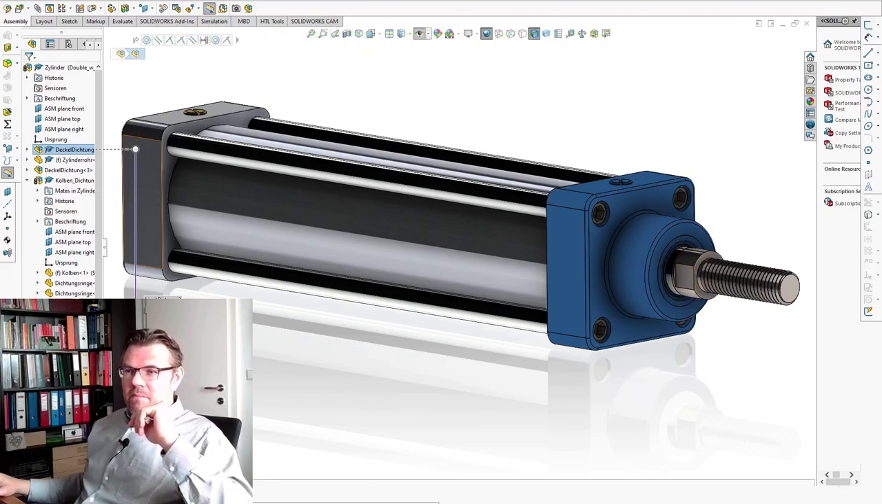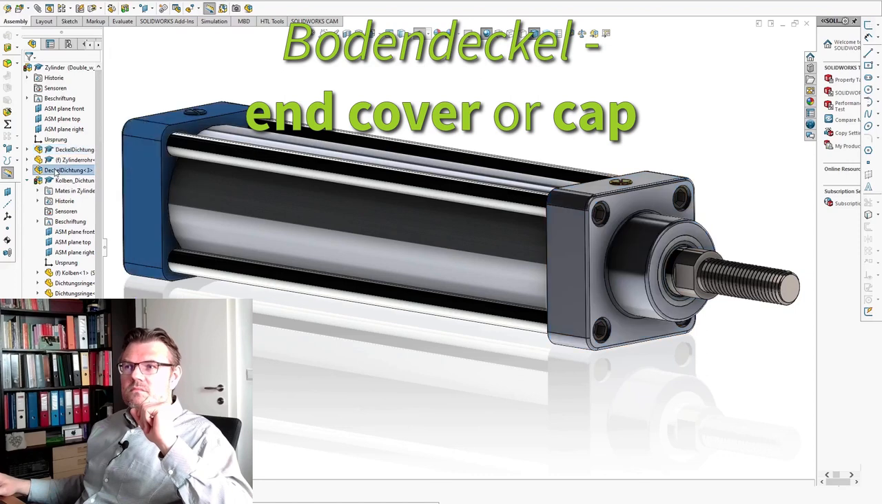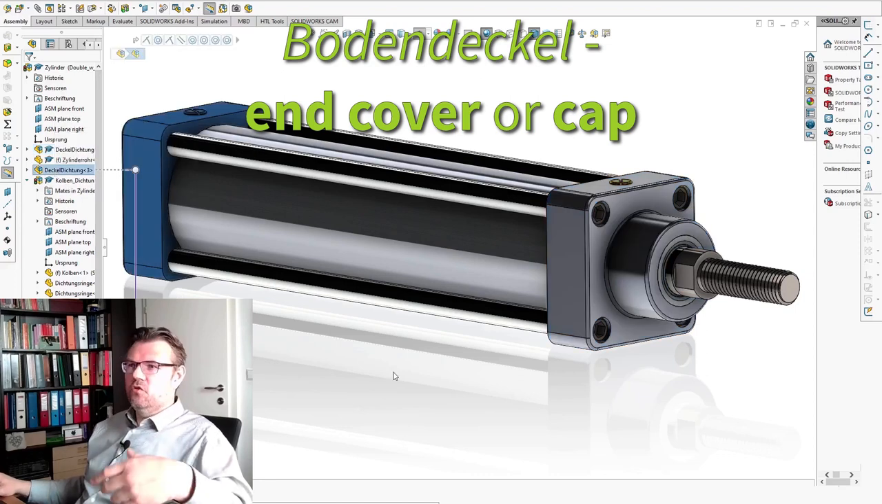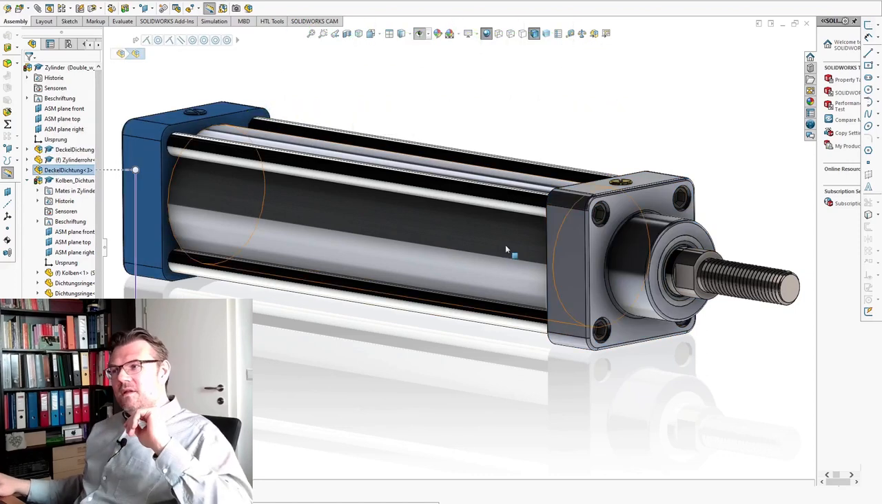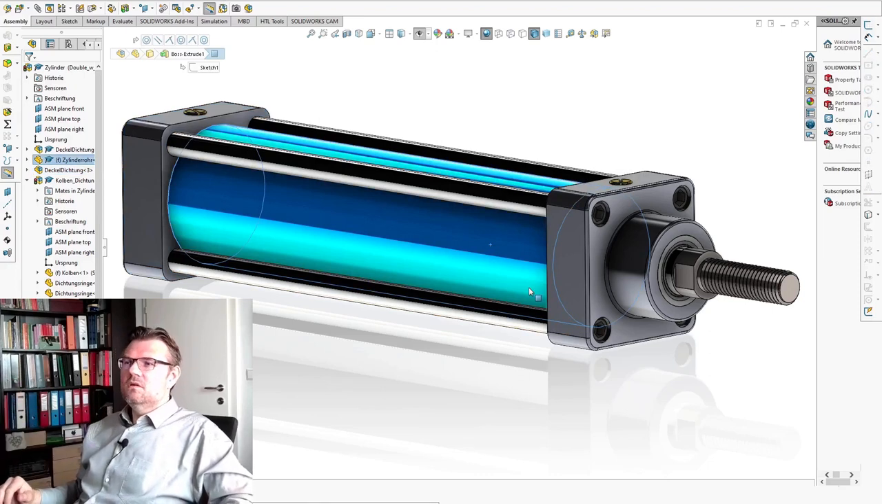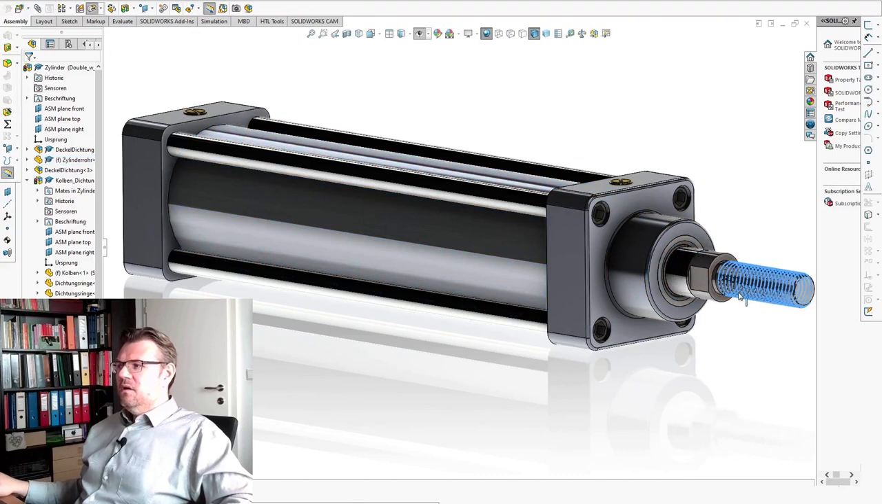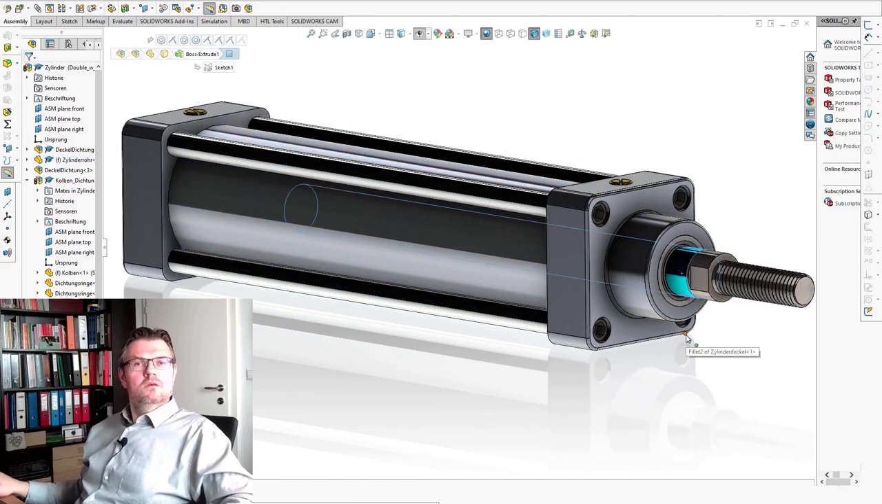And the other cap is simply called cap or end cap. That's this part. So the tube is limited by the two caps. One of them is called the bearing cap, where the bearing of the piston rod is inside. This is actually what we see from the outside. One thing I already mentioned, this thing here: the piston rod.